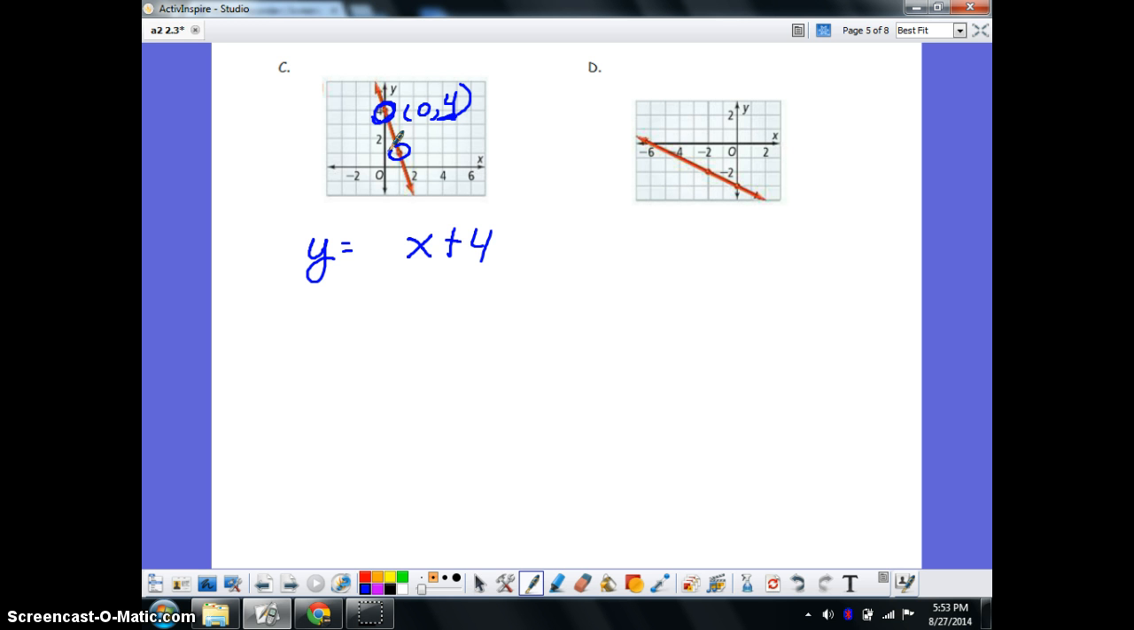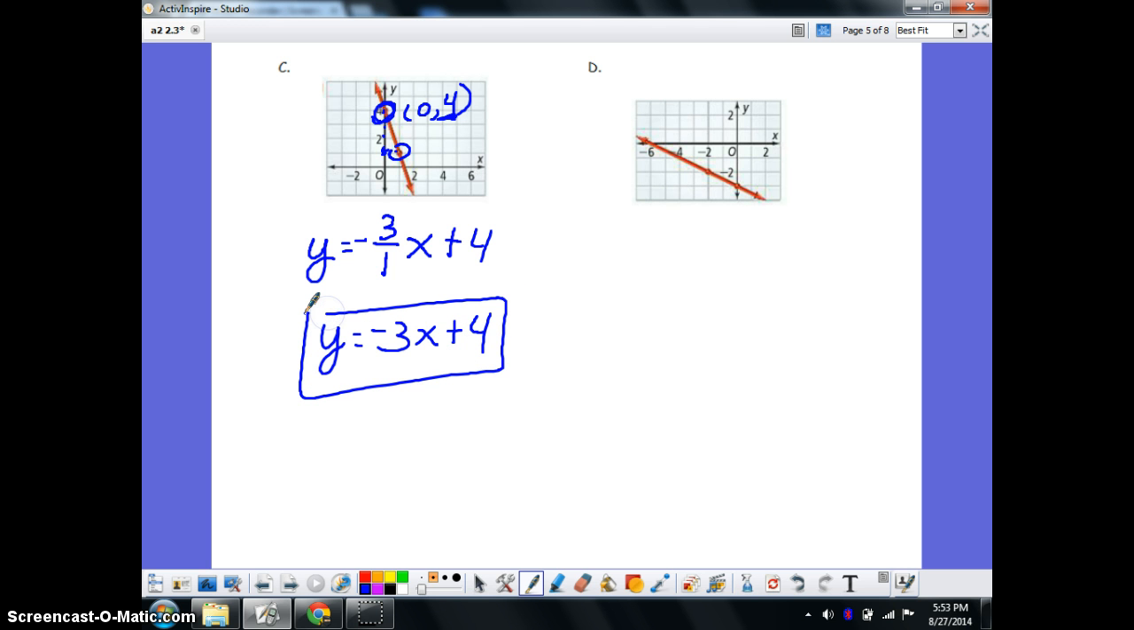Now, since this line goes down as we go to the right, our slope is going to be negative. Remember, positive slope goes up as we go to the right. Negative slope goes down as we go to the right. And it's rise over run. So we figure out how far we go down and how far we go over from that point. Well, we're going down 1, 2, 3 units, and we're going to the right 1 unit. And we can simplify that. -3 over 1 just becomes -3.